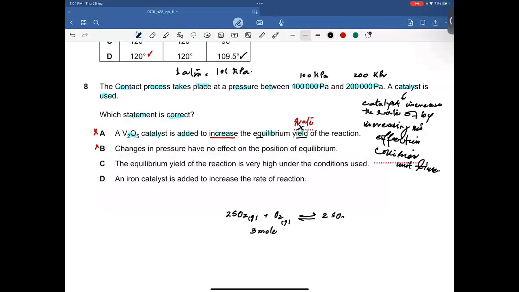So as the number of moles on both sides are different, which means if we change the pressure, the equilibrium position also changes, right? The position of equilibrium changes when we change the pressure. Either it moves in the forward direction or in the backward direction, depending on whether we are increasing or decreasing the pressure. So that means changes in pressure have an effect on the position of equilibrium.